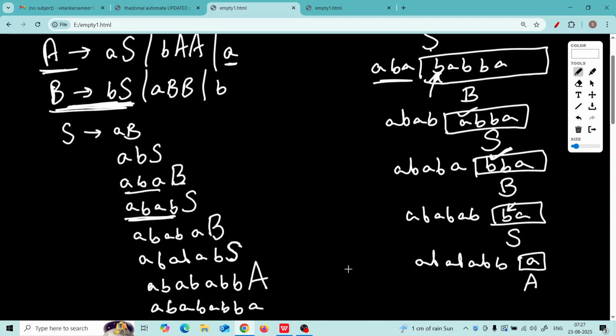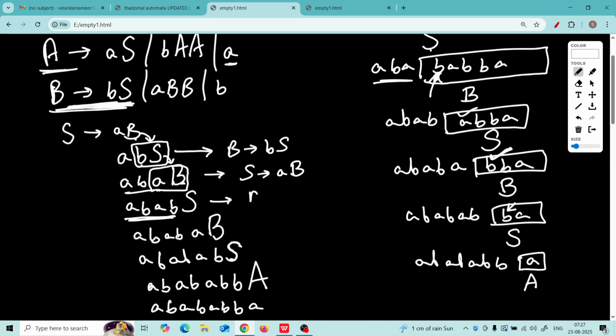But don't forget, whenever you write this derivation, you should write which production you used. Here, you substituted B with BS. This B was substituted. So B derives BS. This production you have used. Here S derives AB. Are you following? This S was substituted with AB. Here B derives BS. What about this? S derives AB. Here B derives BS.